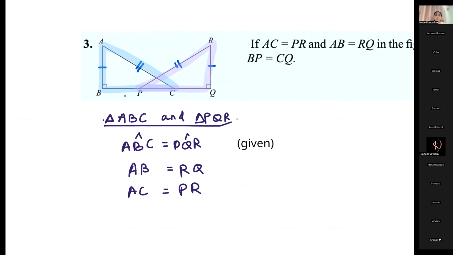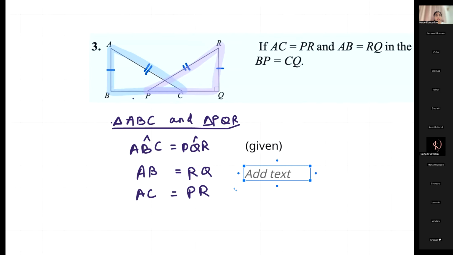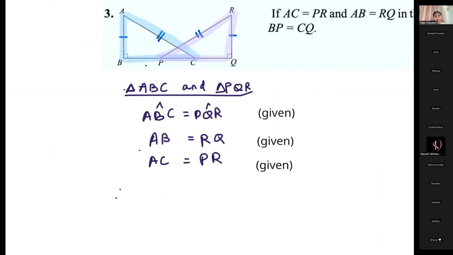These are also given. They have mentioned that. So given, we can say that these two triangles are congruent. Can you all tell me what the case is? What is the case? Yes. SA.